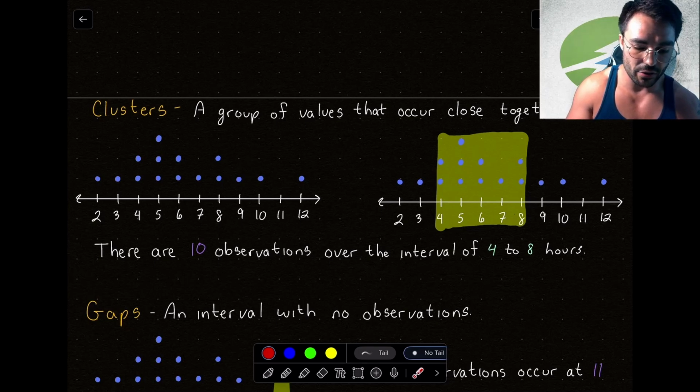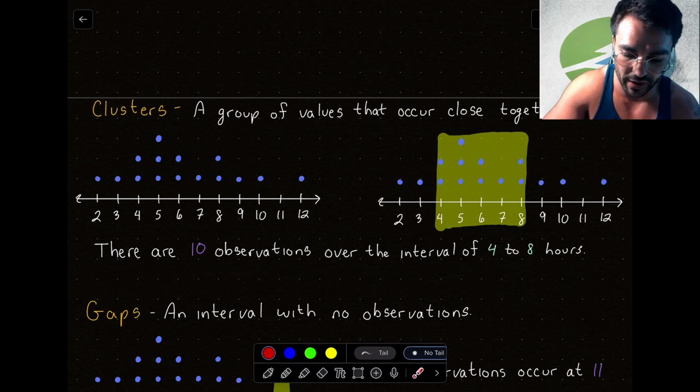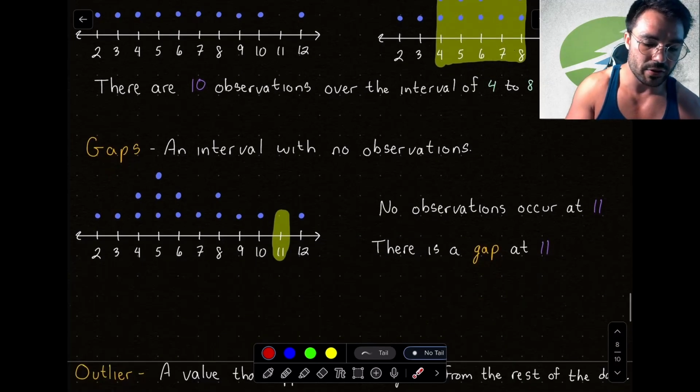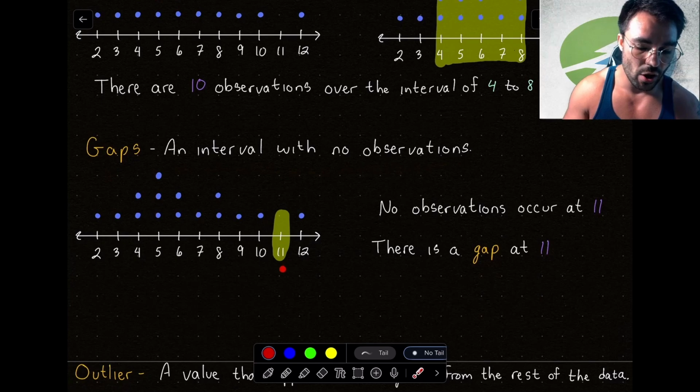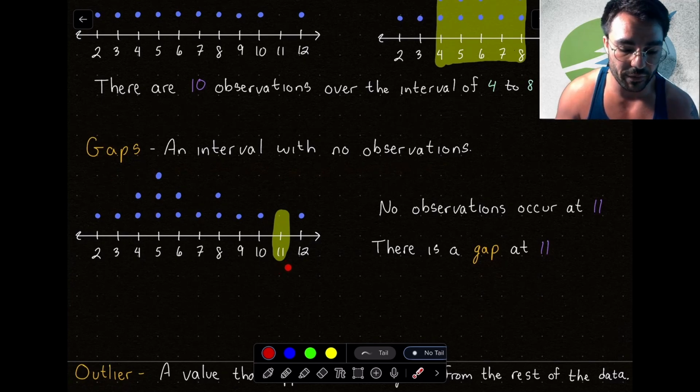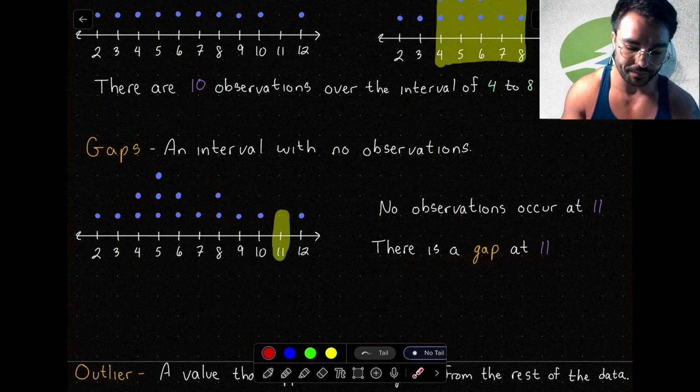So we could say there are 10 observations over the interval of 4 to 8, and we have 10 here because if we count these, 1, 2, 3, 4, 5, 6, 7, 8, 9, 10, 10 observations over 4 to 8, that is our cluster. Gaps, an interval with no observation. We have nothing going on here at 11. No observations occur at 11. Our gap is at 11.